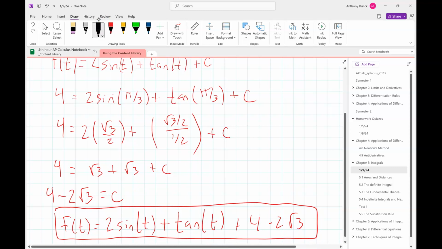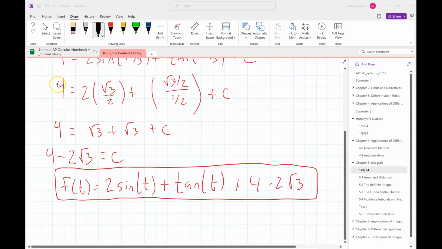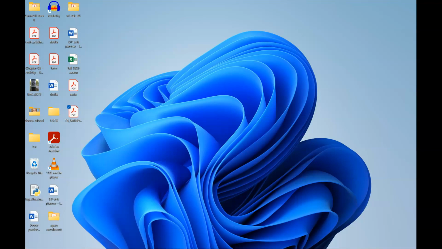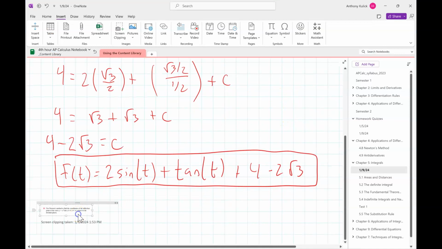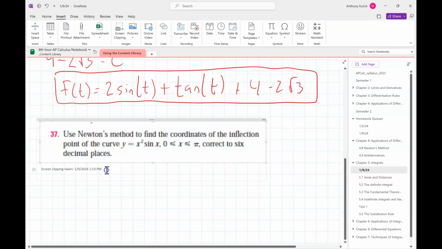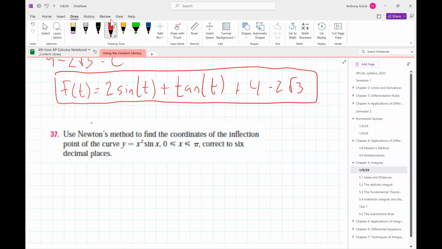Yeah, it's actually 37 from 4.8. You said 37? 37, yeah. It's the very last problem, actually. It says use Newton's method to find the coordinates of the inflection point of the curve y equals x squared sine x from 0 to pi, correct to 6 decimal places.